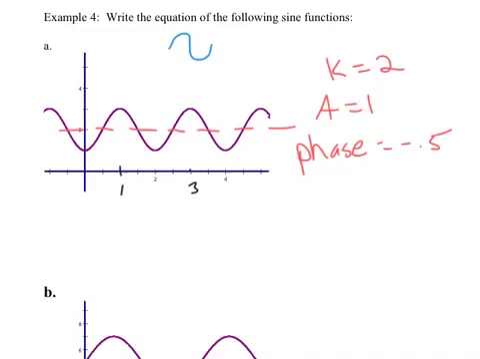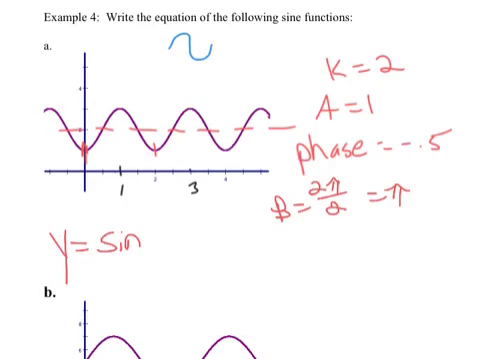Now we just need the period length. So if I look at successive mins or max or middles, I start at min and I end at min 2 units later. So the period length, or the b value, is going to be 2 pi divided by 2. So that's pi. Pulling this all together, you get y is equal to, my amplitude is 1, so I don't have to show it, times the sine. My b value is pi. It's going to be factored out. T minus 0.5, because it's 0.5 units to the right, plus 2.